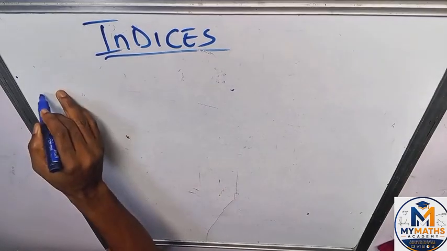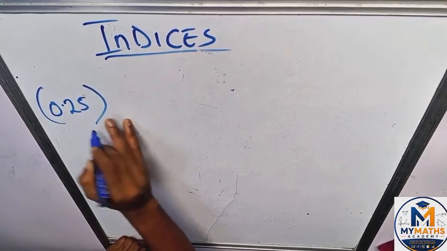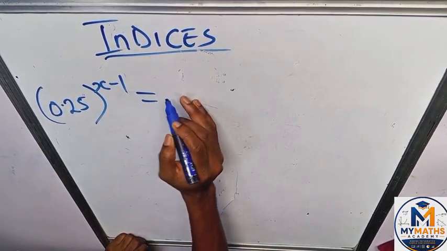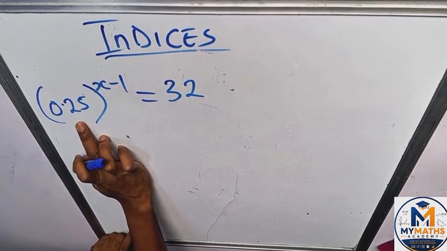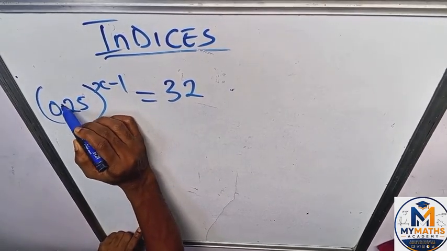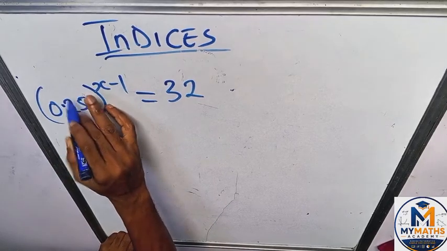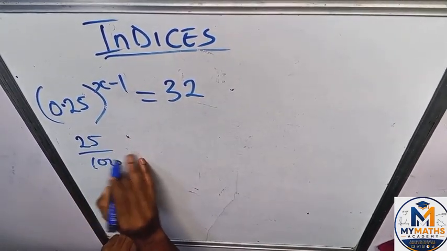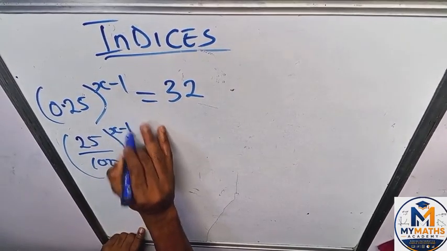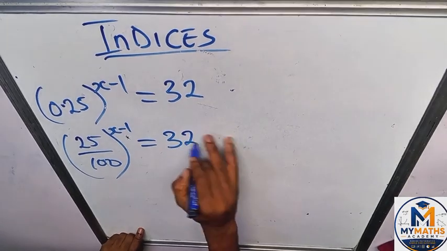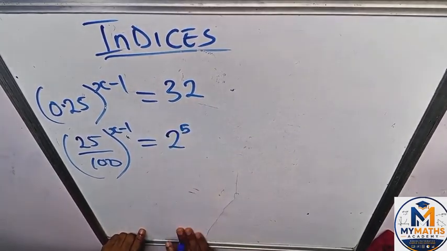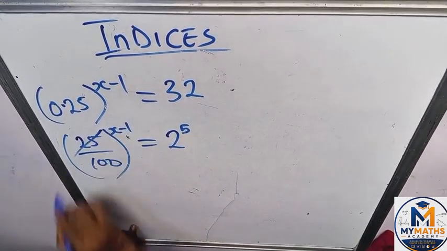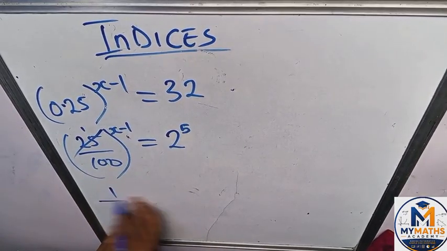Another one again, we have, for example, open bracket 0.25 close the bracket raised to power x minus 1 equals 32. Once we have this, the next thing I'm going to do is remove this decimal point and convert it into a fraction. So this 0.25, I count 1, 2. So it's going to be 25 all over 100, open and close the bracket, raised to power x minus 1 equals 32. Or rather, let me break this 32 to the lowest. So it's going to be 2 raised to power 5. Okay, so now we reduce this. 25 divided by 25 will give us 1 over 25.